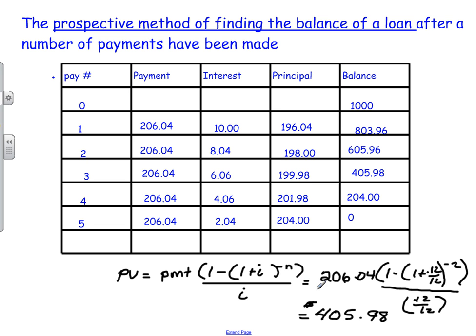So the prospective method of finding the balance owing at a particular time in the table, such as here, finds the value of the payments. It is the present value of the payments that haven't been made yet. And in this case, the 2 payments that haven't been made are 206 and 206. There's 2 of them. So we've brought those back in time to this point and said the value of those should equal the balance owing on the loan at that particular instance.